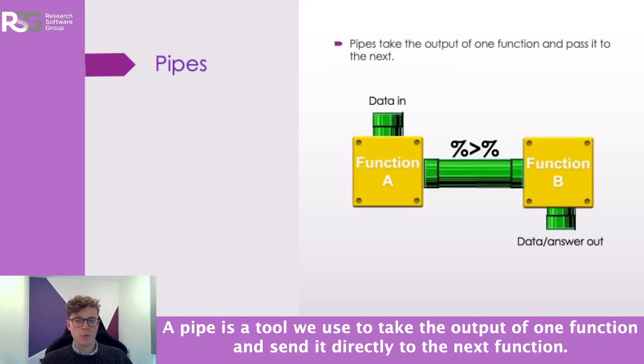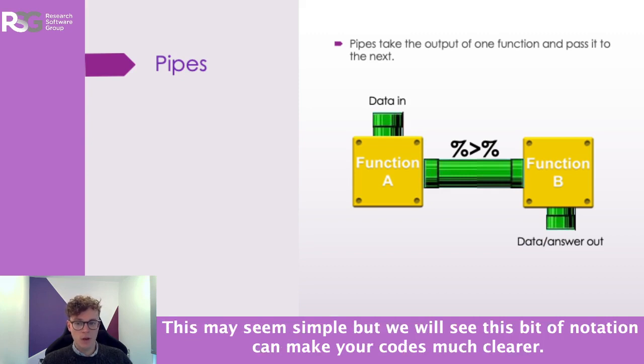A pipe is a tool we use to take the output of one function and send it directly to the next function. This may seem simple, but we will see this bit of notation can make your code much clearer.